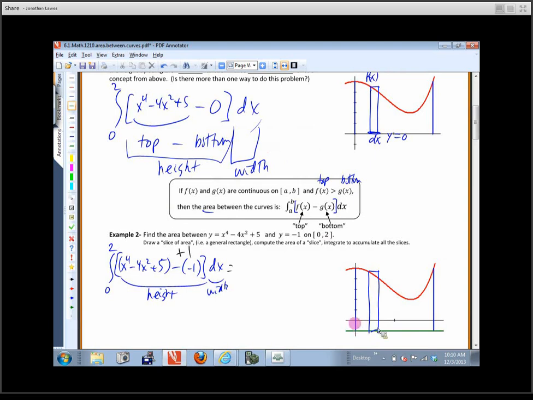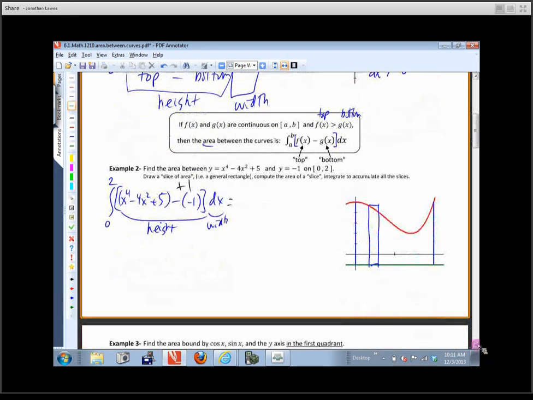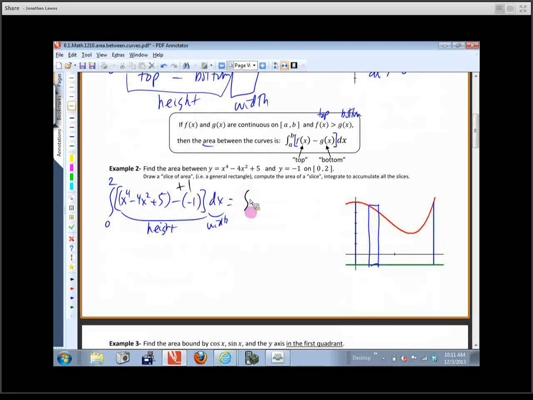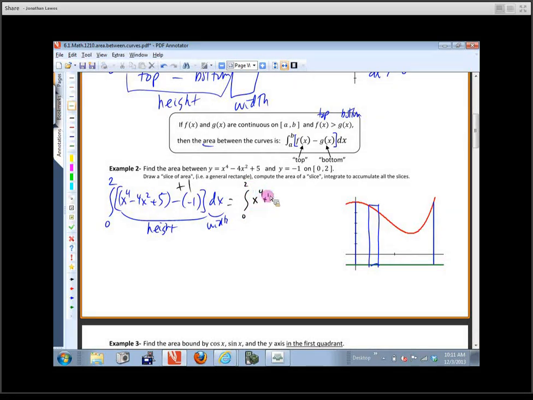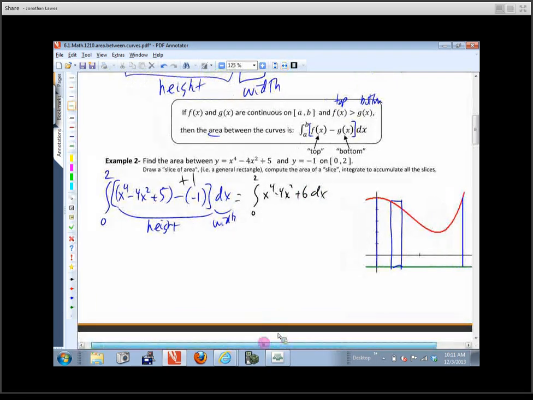Because this is 1 unit tall and 2 units wide. This isn't to scale. I adjusted the scale so we can see. Area of top plus 2. We could. All right. So no more shortcuts. 0 to 2, x to the 4th plus 4, whoops, minus 4x squared. And then I'd write, this is going to be 5 plus 1, so I'm just going to write plus 6 dx.